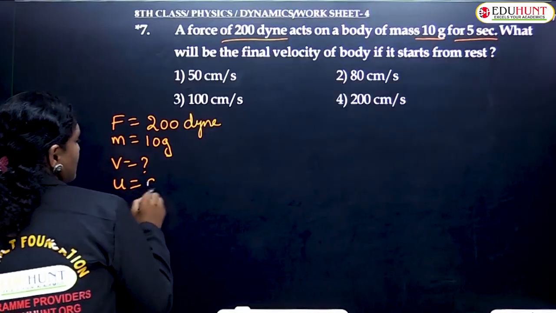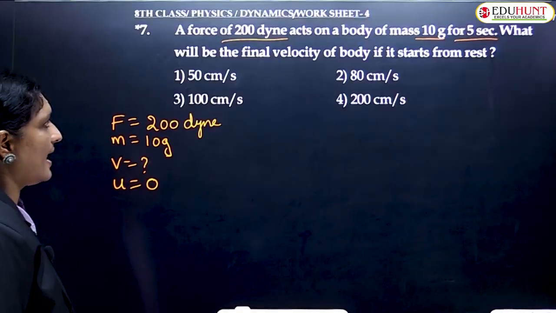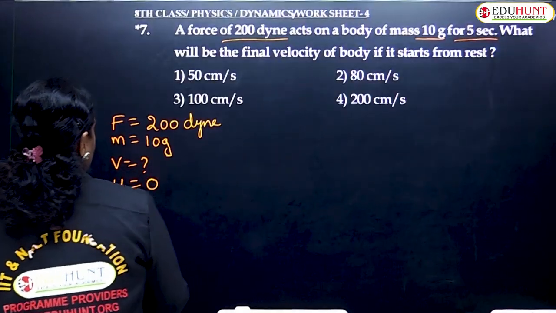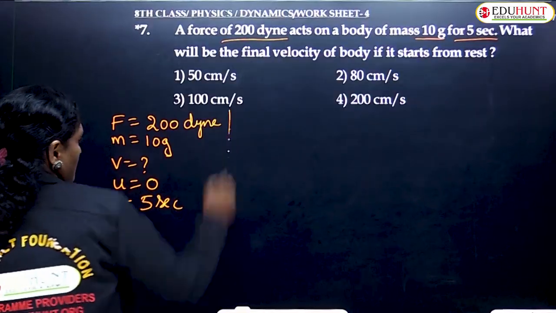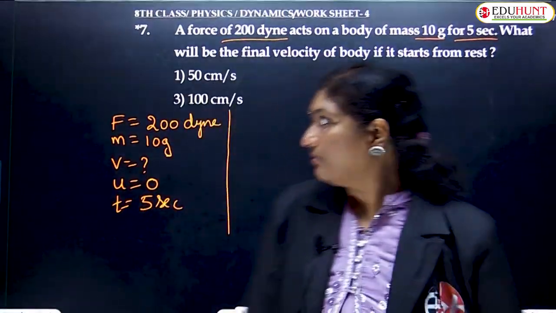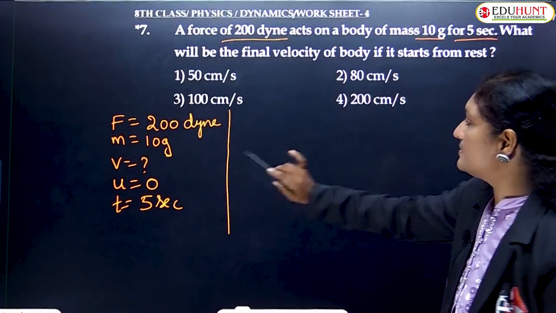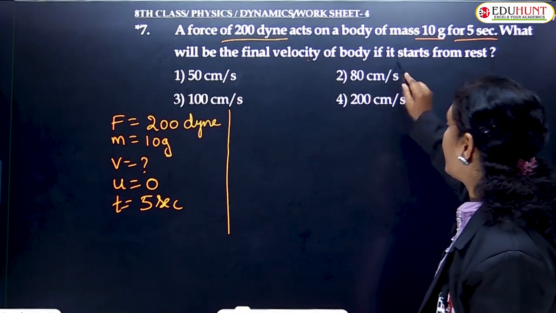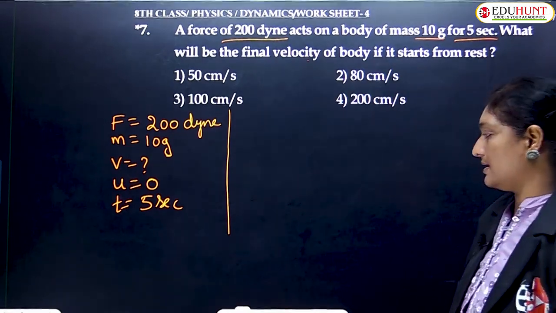Initial velocity means starts from rest, that is 0. So this is your given data, and something else was given. Time was also given, children. How much is the time given? 5 seconds. So this is what was given. Force was 200 dynes, mass was 10 grams. Final velocity you are asked to find out. Body starts from rest, initial velocity 0, time was 5 seconds.